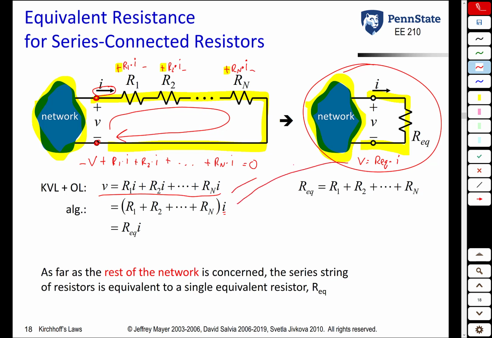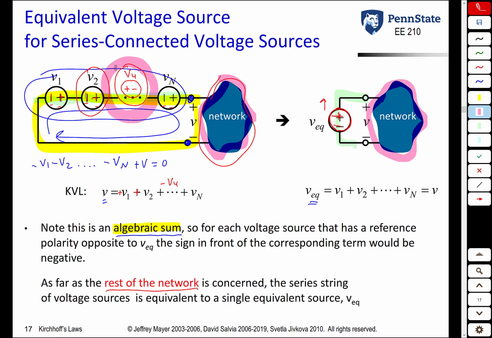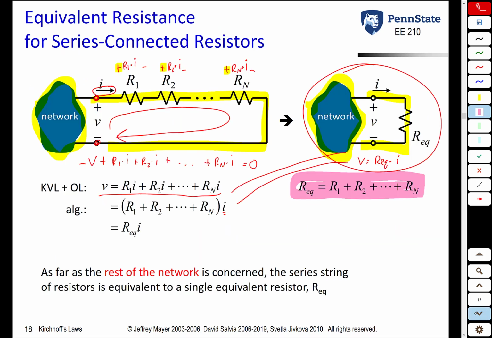Since these have to be the same, R equivalent is just the sum of the individual resistors. So combining resistors in series is even easier than combining sources, because in combining sources, you had to worry about possibly subtracting some. In resistors, they're all going to be positive. So as far as the rest of this network is concerned, it doesn't know if you have 1 resistor, 2 resistors, 5 resistors, or 10 resistors in series. All that it knows is what the total resistance is. So if you have 200 ohm resistors in series, it doesn't know the difference between that and a single 200 ohm resistor.